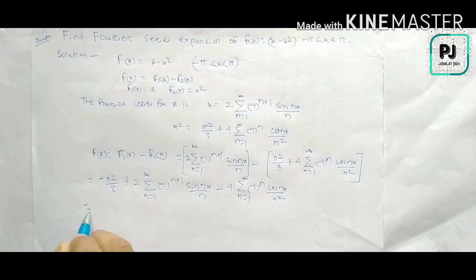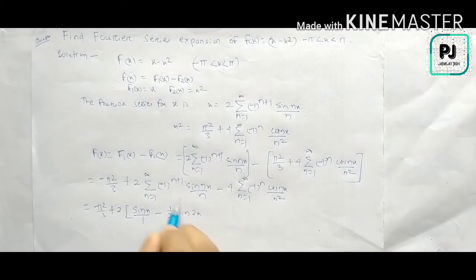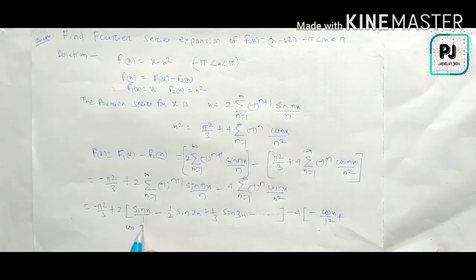Again we open this one: minus pi square by 3 plus 2 into (sin x by 1 minus half sin 2x plus 1 by 3 sin 3x minus and so on to infinity), minus 4 into (minus cos x by 1 square plus cos 2x by 2 square minus 1 by 3 square cos 3x, minus and plus, minus and plus). I have opened this one.